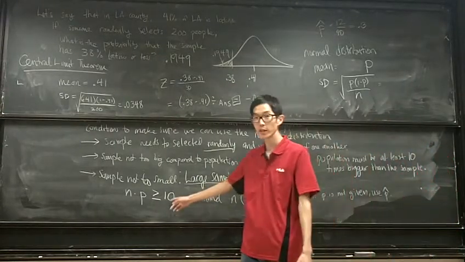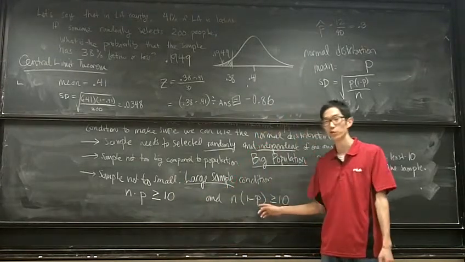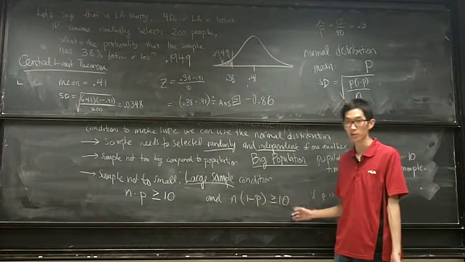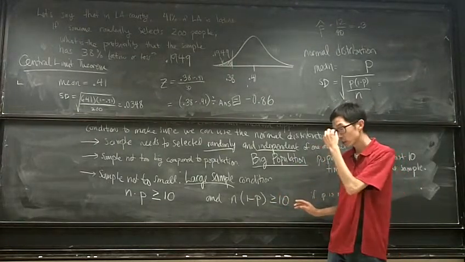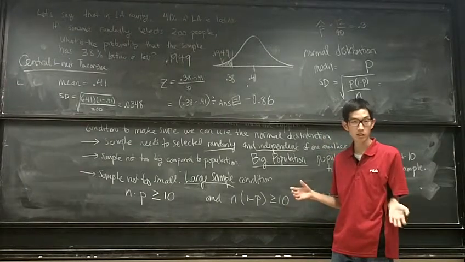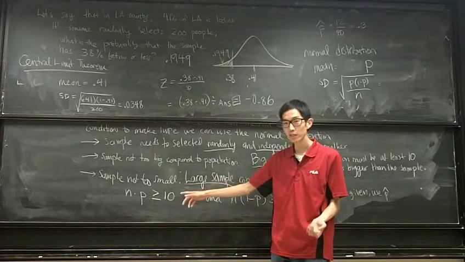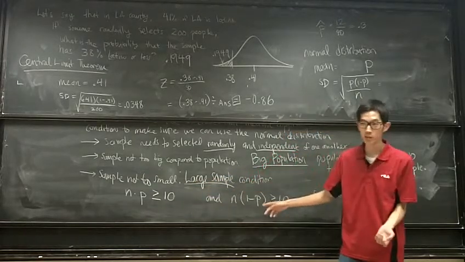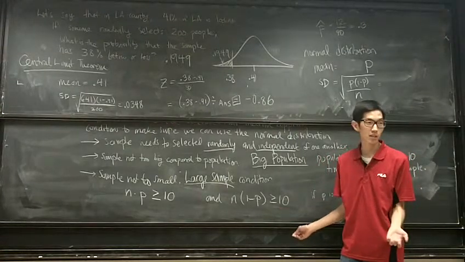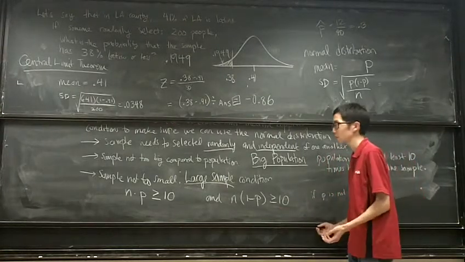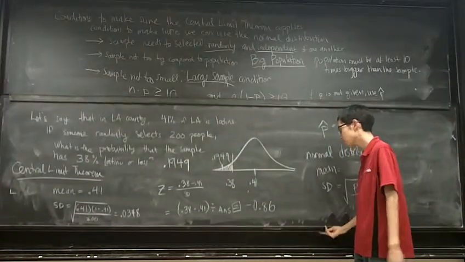Because 20 times 0.5 is 10, so that would qualify. And 20 times 1 minus 0.5, which is also 0.5, is also at least 10. Okay, so that checks out. If I use n equal to 18, then these conditions aren't met, because 18 times 0.5 gives me 9, and 18 times 1 minus 0.5 gives me 9. Both of these numbers have to be bigger than or equal to 10. Okay. So let me just write an example out.